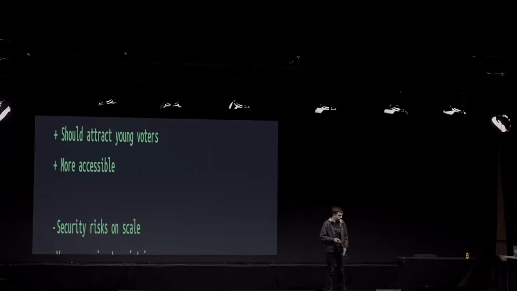However, e-voting also comes with some major downsides. Security risks are on scale. You don't have to bribe a few thousand people. You have to find the right exploit, and maybe you can even do it in the comfort of your own home. Also, it's very expensive to maintain, and the systems must be trusted. And it's hard to create that trust, because how do you make sure that the software running on these voting machines is actually the software that has been released or tested?